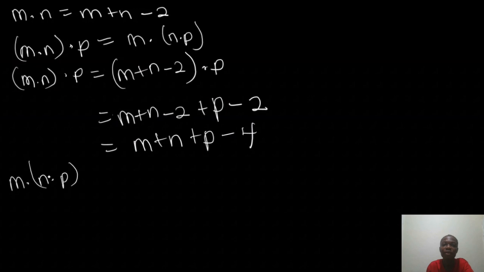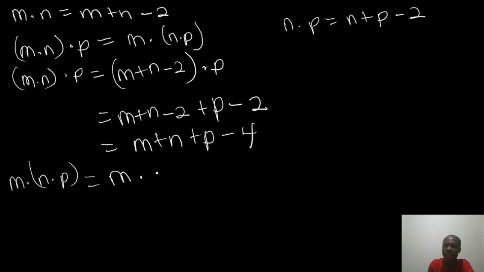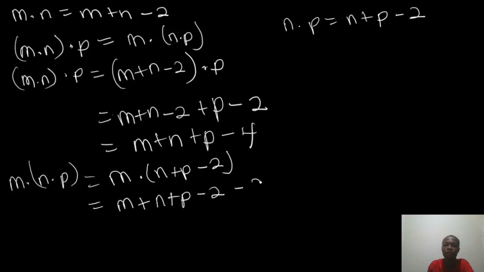So now let's do m dot n dot p. First of all, we have to do n dot p, and n dot p is equal to n plus p minus 2. So here we are going to get m dot n plus p minus 2. If you come and put this into the rule, now our m is m and our n is n plus p minus 2. So we'll end up getting m plus our n, which is now n plus p minus 2, all this minus 2. So from here we are getting m plus n plus p minus 4.